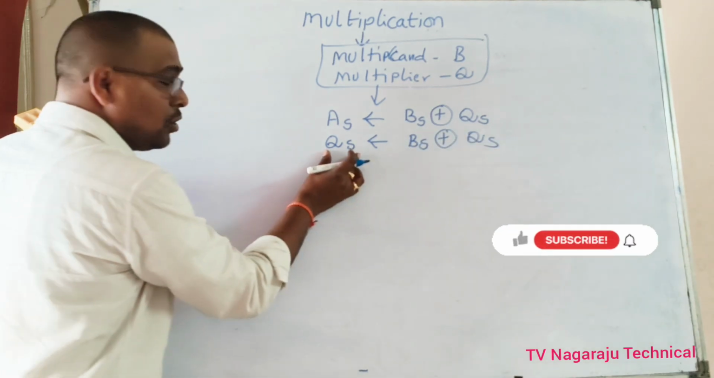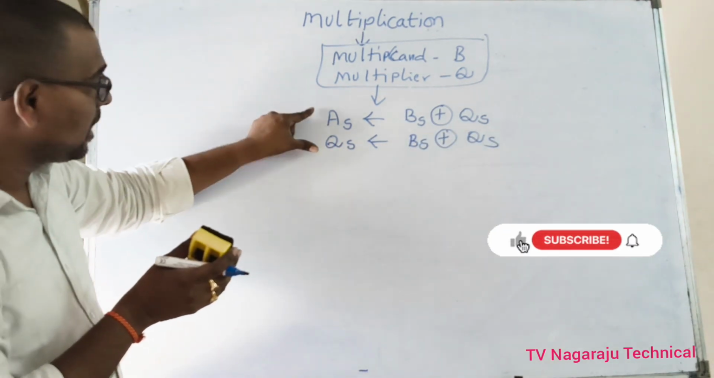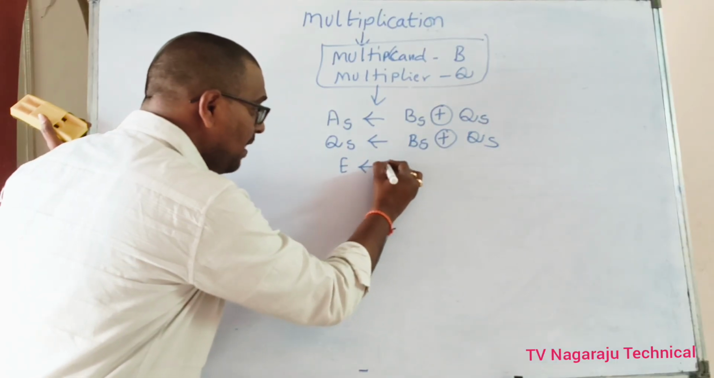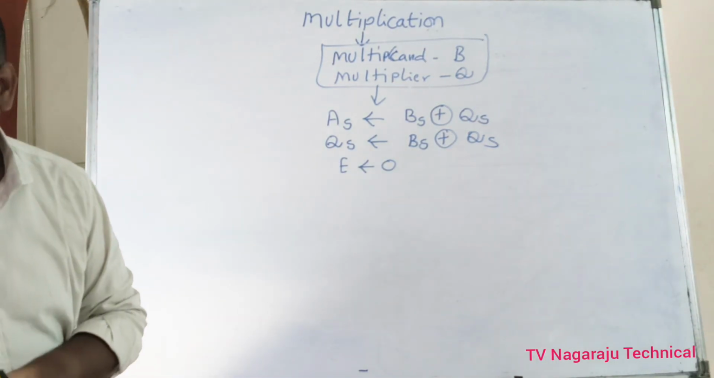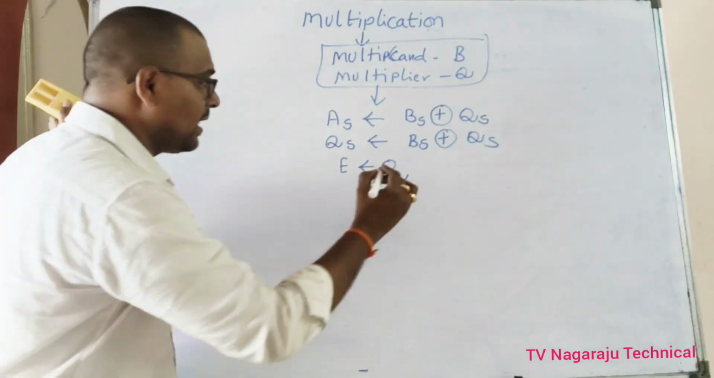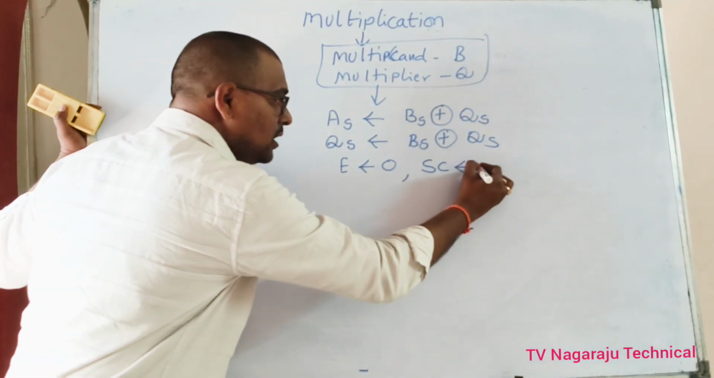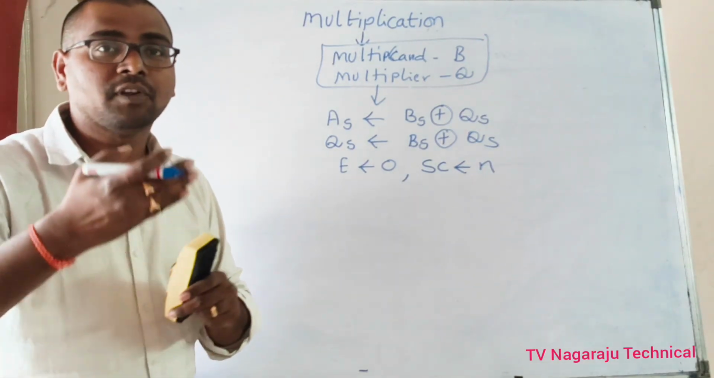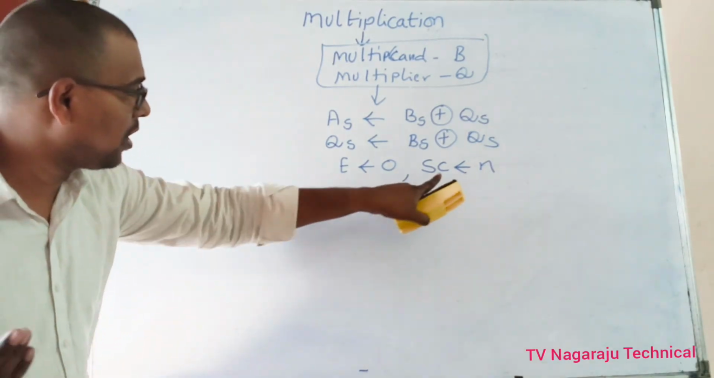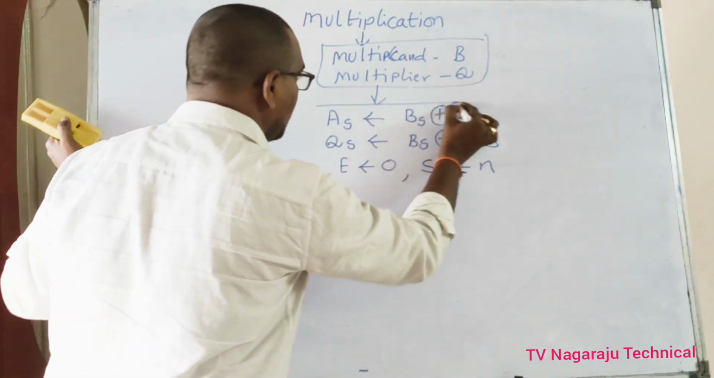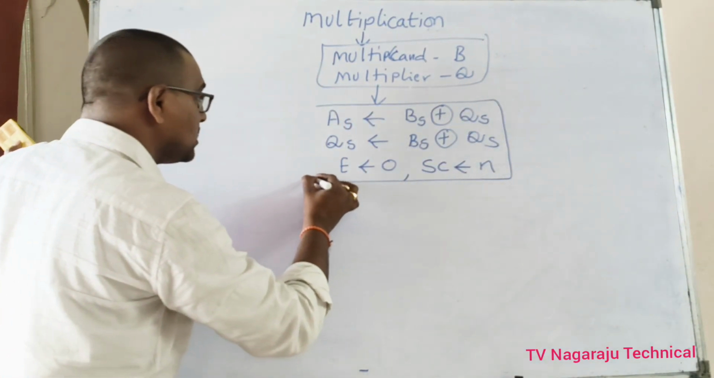My entire product is available in both A and Q, and initially the E value is equal to 0. That is, there is no carry, and the SC value is equal to N. What is SC? Sequence counter. How many times is the operation going to be performed? Initially N, where N specifies the number of bits of the multiplier. These are my initializations.